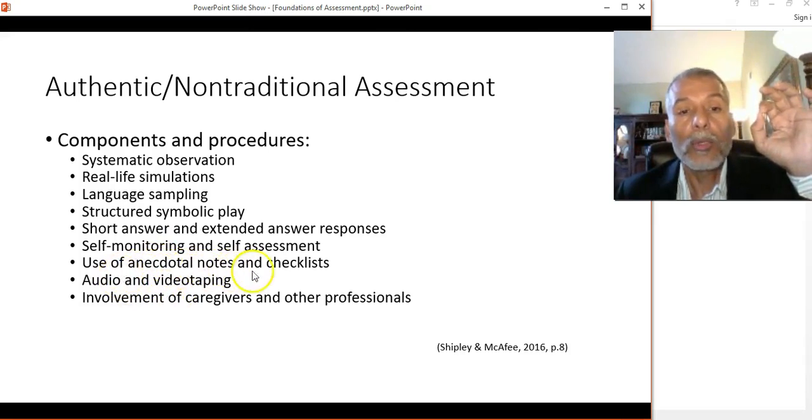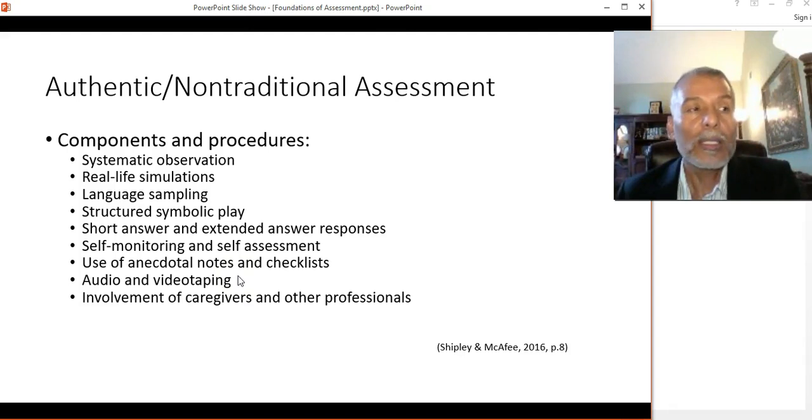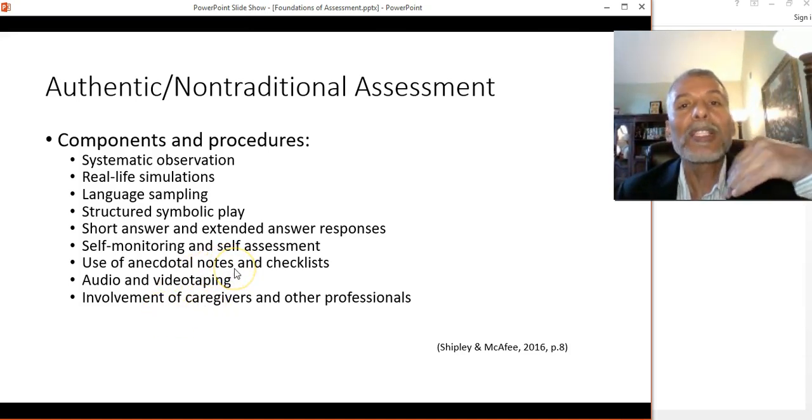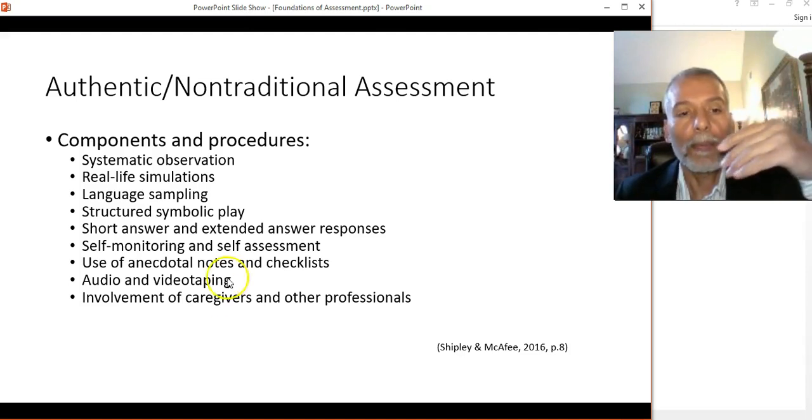Use of anecdotal notes and checklists. You might have the patient take particular notes and then follow up on them. You might give them a checklist and say, okay, now, before you answer, I'd like you to look here and see what you should do first. You do a lot to facilitate accurate production.